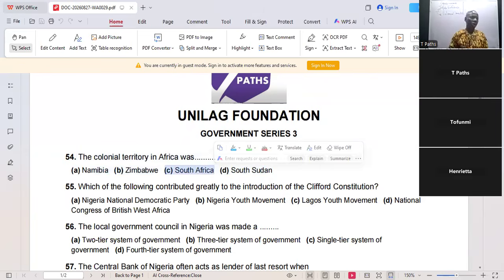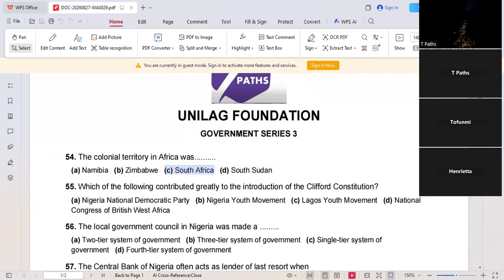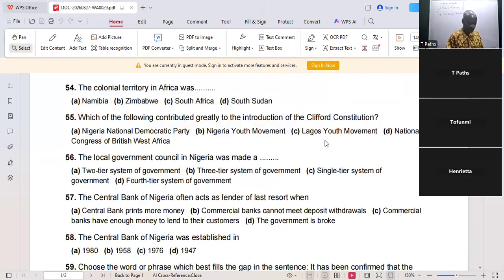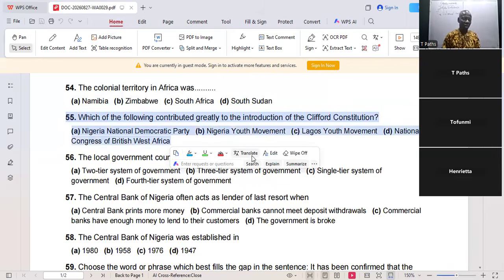Oh, before that, you remember also that the French too acquired nine countries in Africa. French colonial territory in Africa: we have Cote d'Ivoire, Mali, Burkina Faso, Niger Republic, Guinea, Mozambique, etc. We are not going into that one. And remember that the British used the indirect rule system, while the French used direct rule.